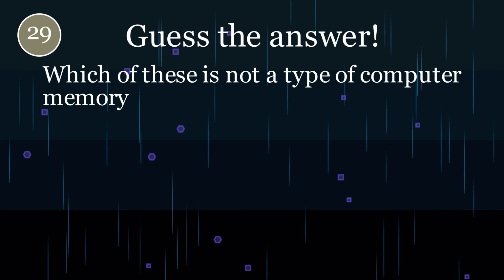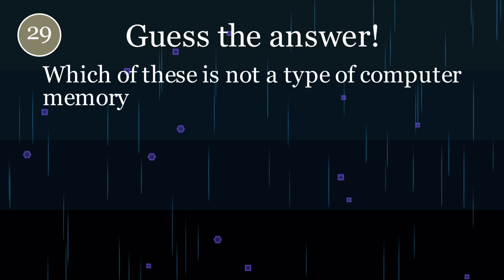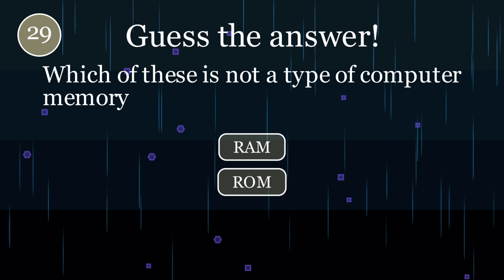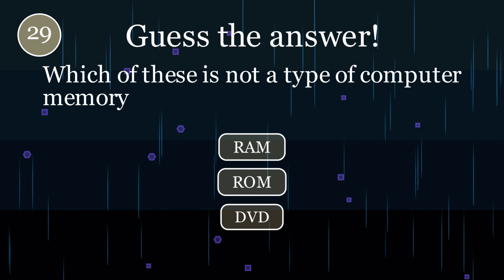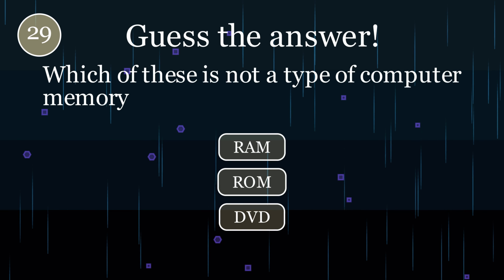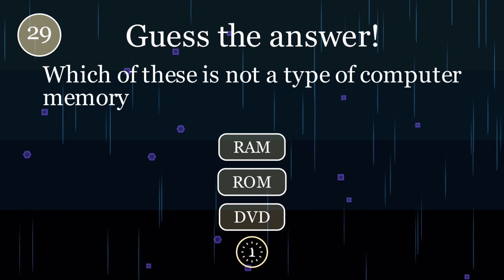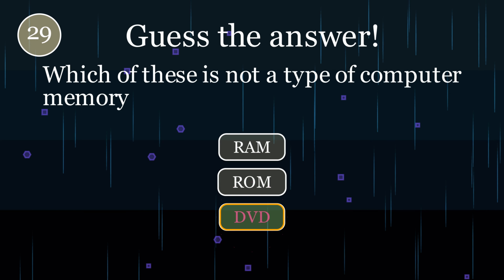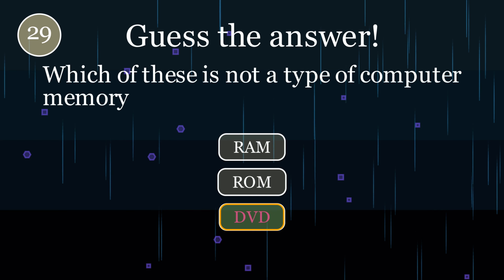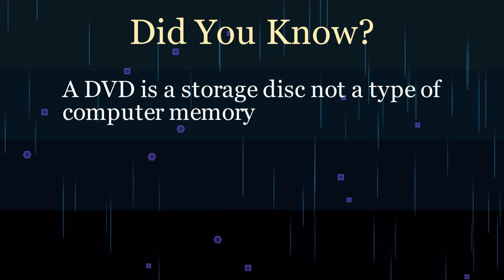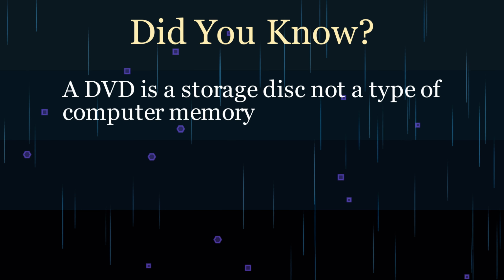Which of these is not a type of computer memory? RAM, ROM, DVD. The correct answer is DVD. A quick fact for you, a DVD is a storage disk, not a type of computer memory.